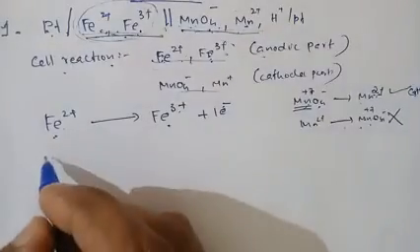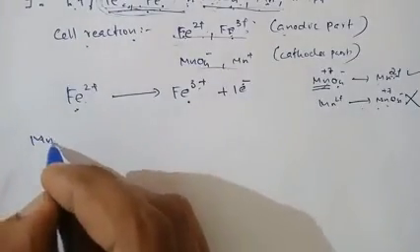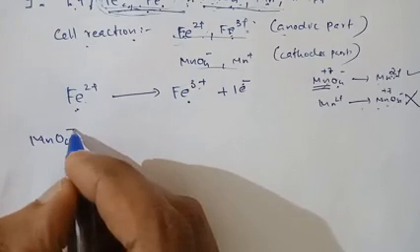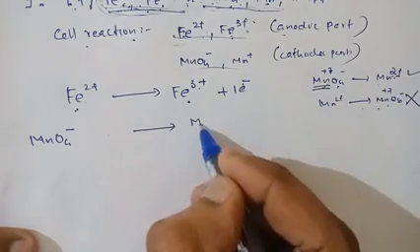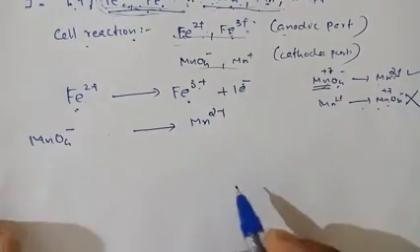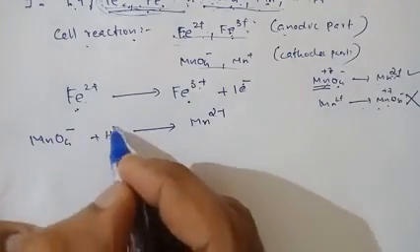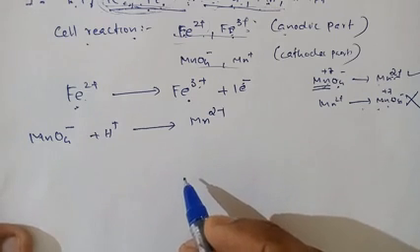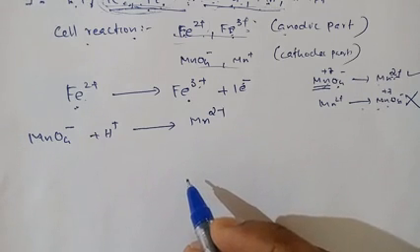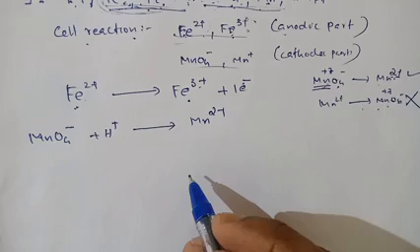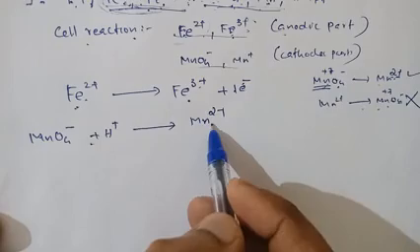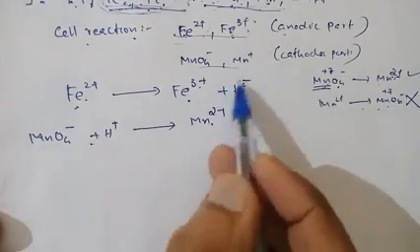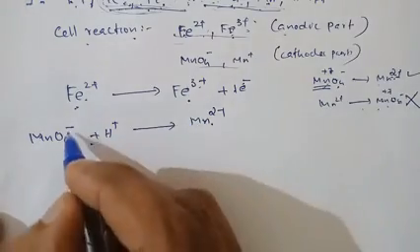Now I can write cathodic reaction means MnO4 minus gives Mn2 plus is the reaction. But here H plus is also present. Why H plus? In the previous year we have discussed how to balance the redox reaction in a proper way. So this is the anodic reaction, this is the cathodic reaction. How can we balance? Here one electron is there.